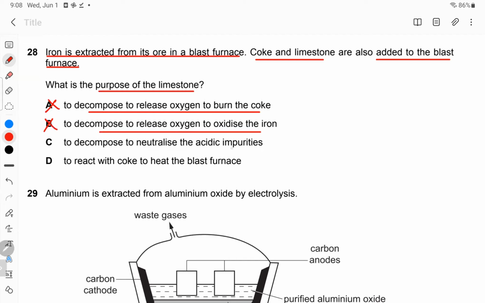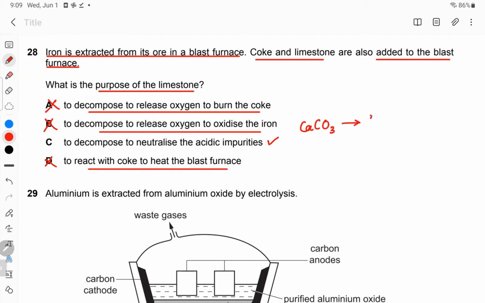To decompose to neutralize the acidic impurities. Yes, this one is correct. To react with coke to heat the blast furnace. No, that is wrong. So see what will happen during this reaction when limestone is added in a blast furnace.